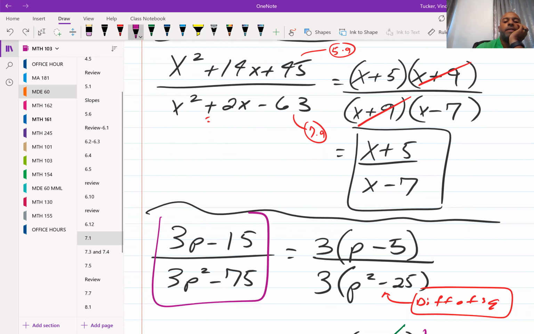So next they give us this: 3p minus 15 over 3p squared minus 75. Once again, you want to factor completely. The first thing I did in both cases was factor out 3. So it gets 3 times p minus 5, and 3 times p squared minus 25.